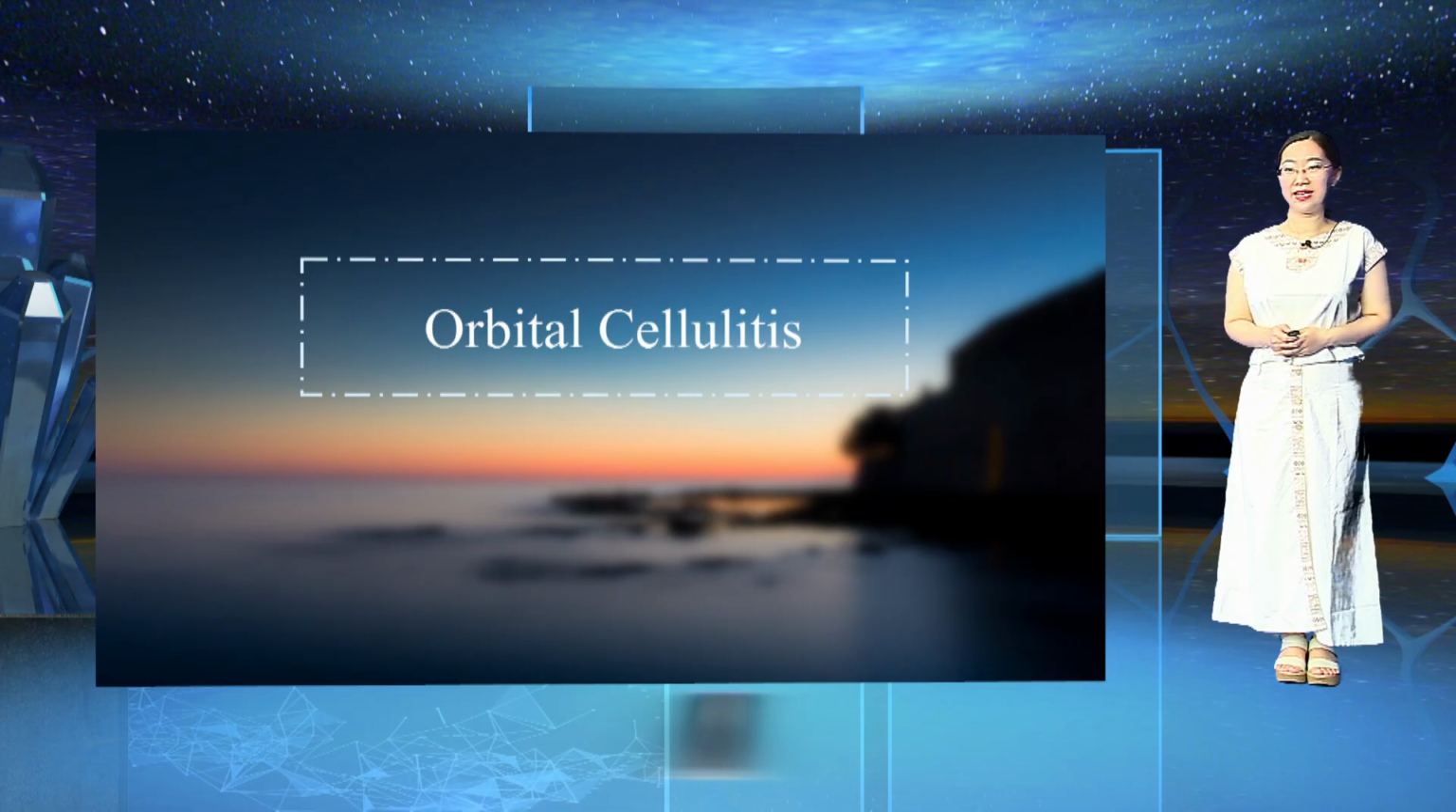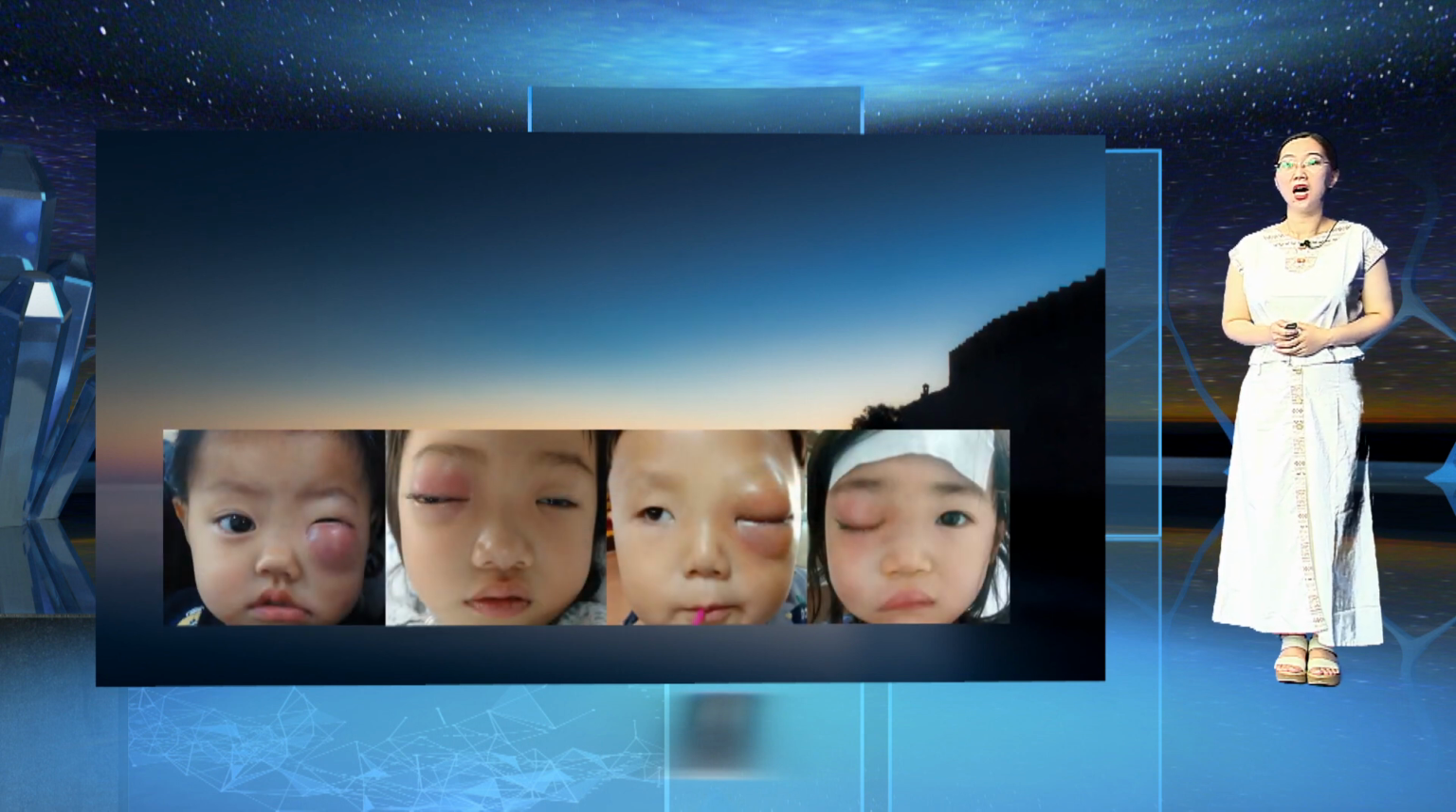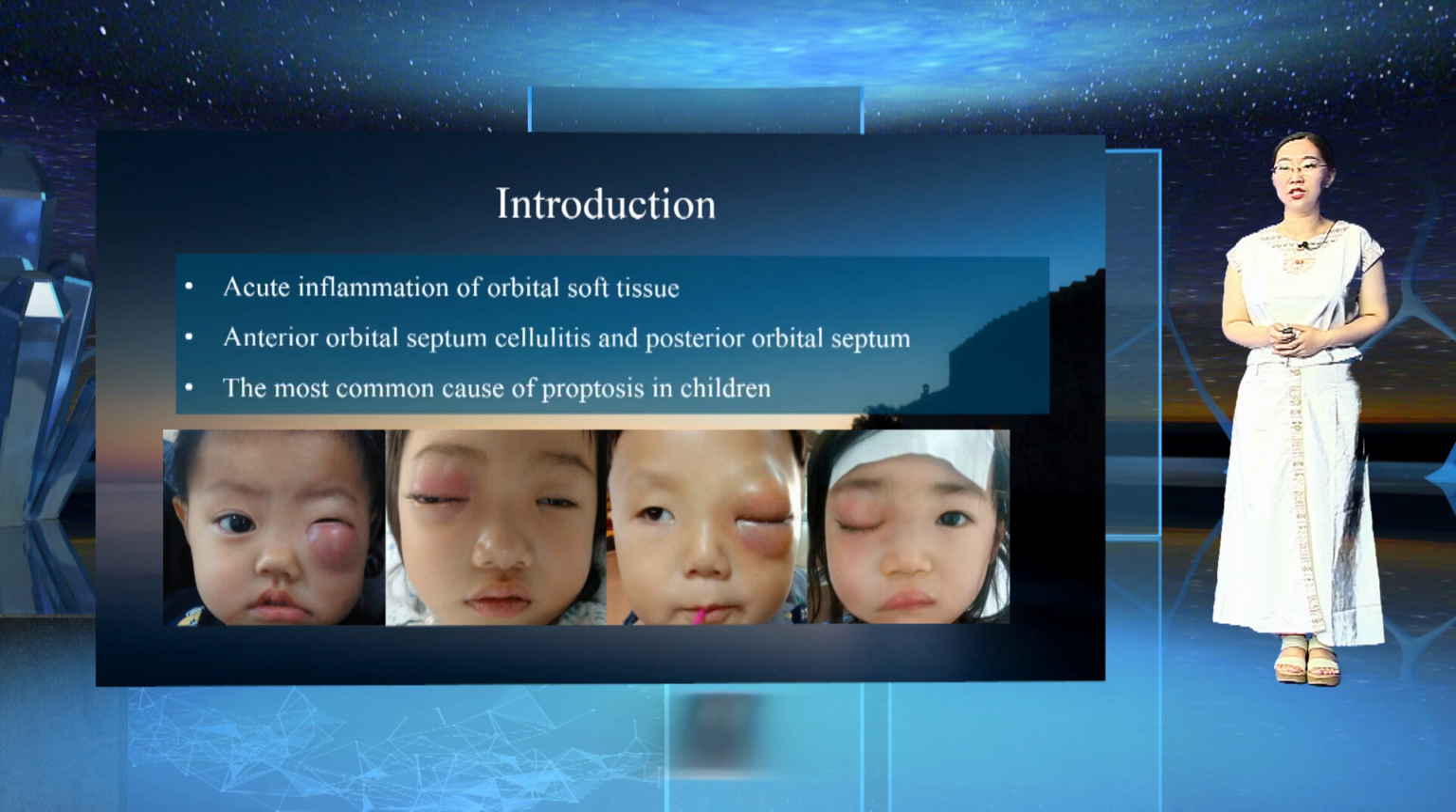In this lesson we will learn about an inflammation of the orbit, orbital cellulitis. Orbital cellulitis is an acute inflammation of orbital soft tissue, which belongs to the orbital specific inflammation. It is divided into anterior orbital septal cellulitis and posterior orbital septal cellulitis, the latter also known as deep orbital cellulitis. Orbital cellulitis is the most common cause of ptosis in children.